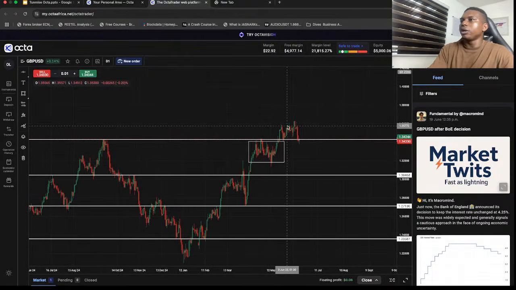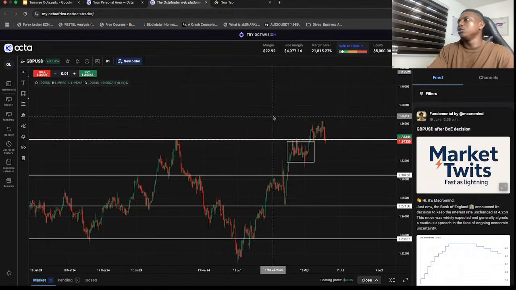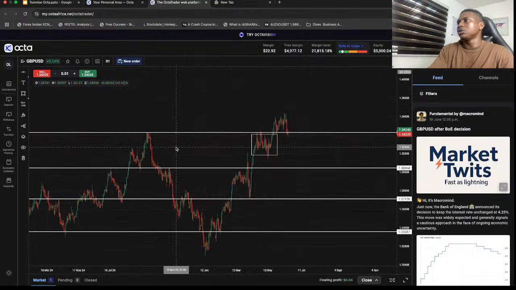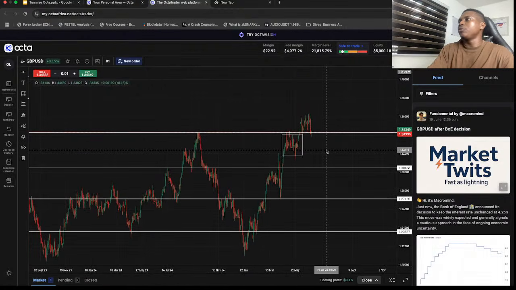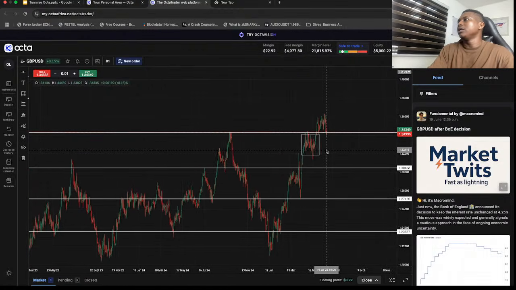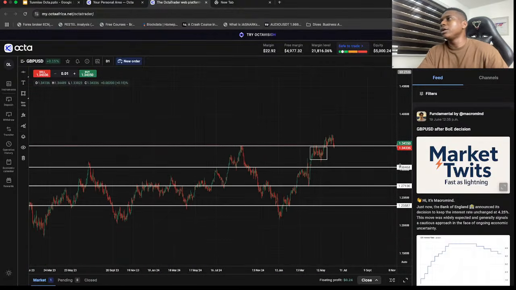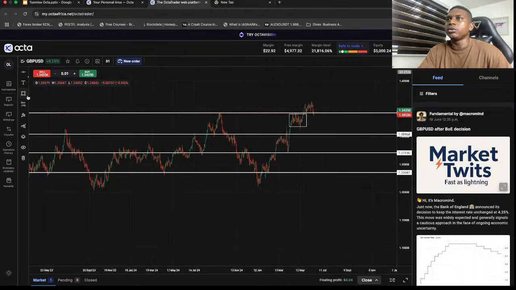So here is what we are going to do. What I expect here now is a breakout, a pullback, and then a continuous move in price. So what I expect here is a continuous move in price. So let me see.